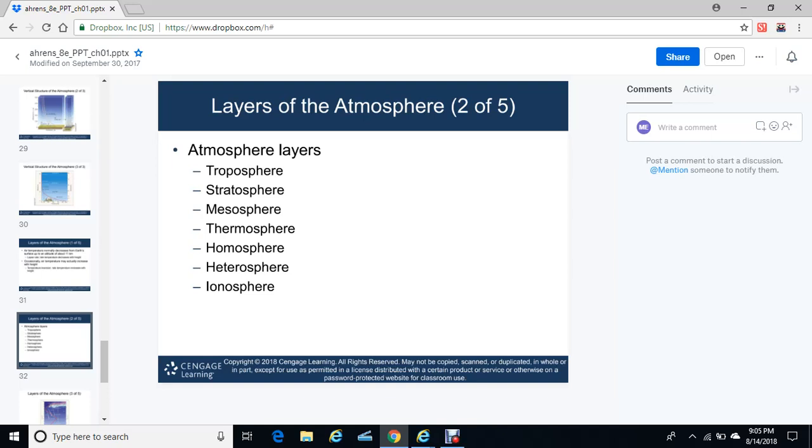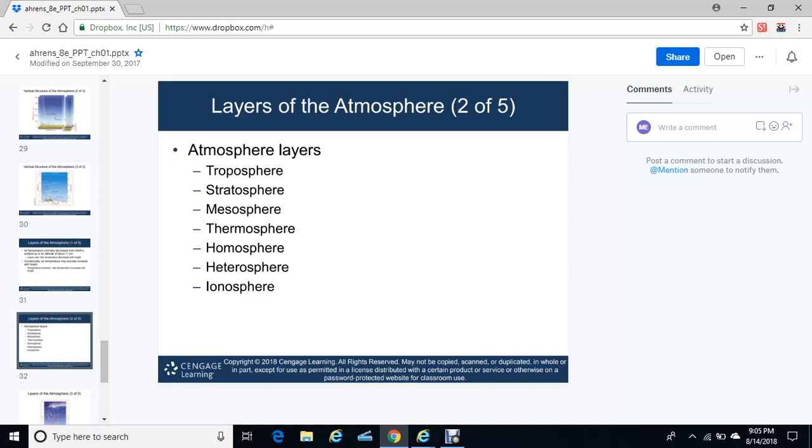The troposphere is the layer that's closest to the Earth's surface. This is where all of our weather occurs. So we technically are at the bottom of the troposphere on the ground here. That's where we live. The stratosphere, a very important layer that's above the troposphere. It's the second layer of the atmosphere.